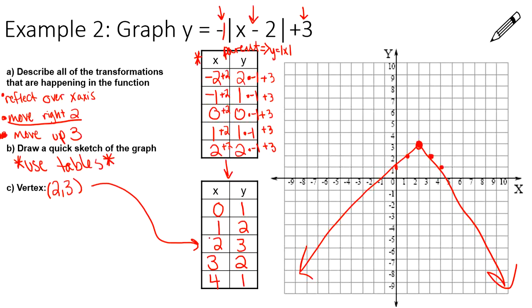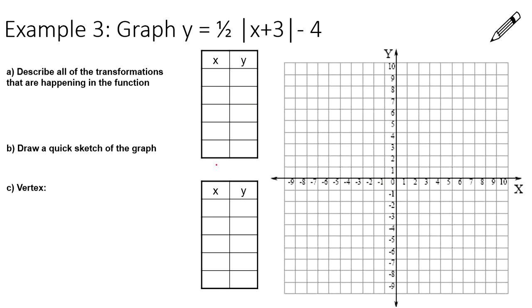We use the parent table, and then we use transformations to get us to the final table that we want to plot those ordered pairs from. Let's try one more example.